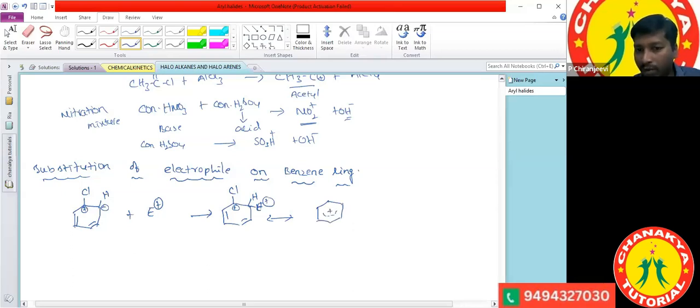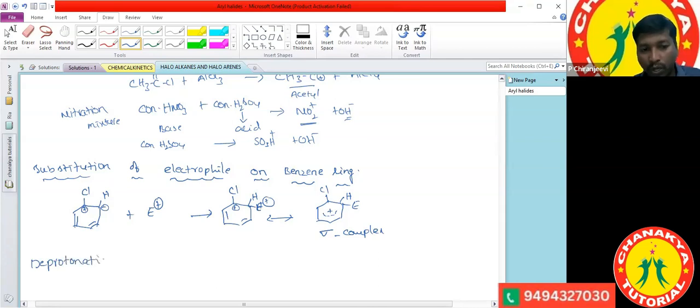That sigma complex we can represent like this: Cl, H, E. The sigma complex is highly unstable. To become stable, it immediately undergoes an elimination reaction, the deprotonation. If we remove the proton, again the double bond is formed between the positively charged carbon atom and the negatively charged carbon atom. Hence, the last step is the deprotonation step.